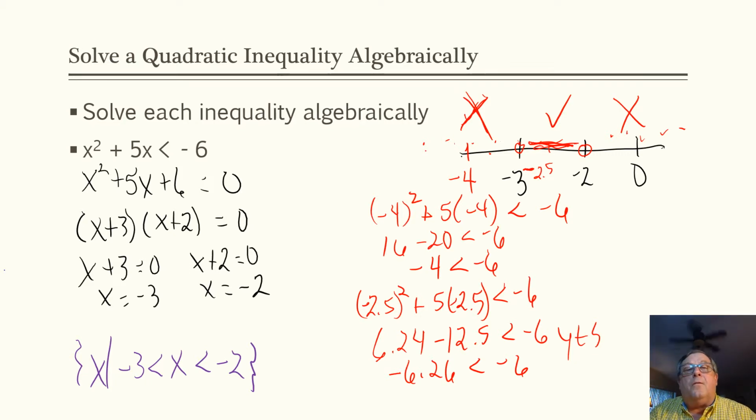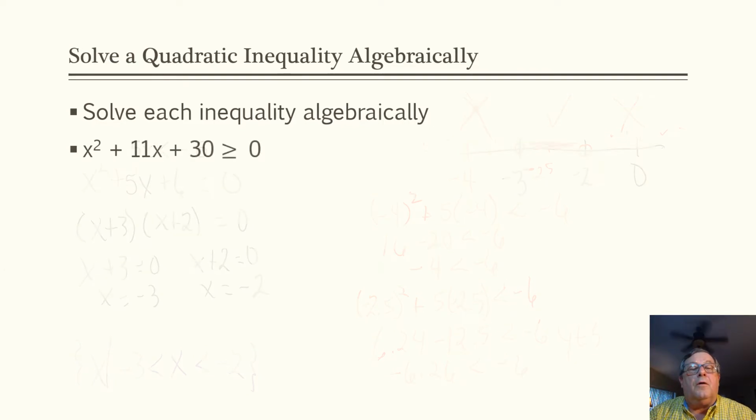All right, let's try another one. Go through the same process. We're going to solve these as if it's an equality first. We're going to find two possible solutions. Then we're going to plot those on a number line, which is going to establish 3 intervals. We're going to test each interval into the original equation to see if it gives us a true statement, and if so, that interval is part of our solution set.